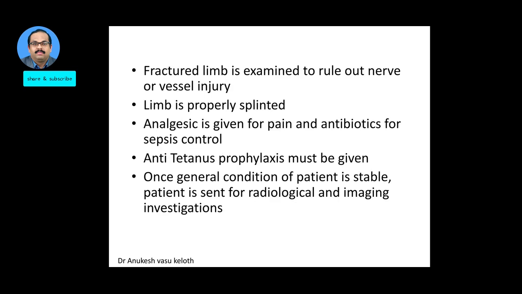Now, once the patient is stabilized, the fractured limb can be examined so as to rule out any nerve or vessel injury. And the splint, which was earlier applied from the accident site, should be reapplied properly with a proper splint. Analgesics must be given for pain control and a prophylactic antibiotic for control of infection. Anti-tetanus prophylaxis must be given, especially if there is an open wound. So once you stabilize the general condition, the patient can be sent for radiological and imaging investigations for further evaluation.